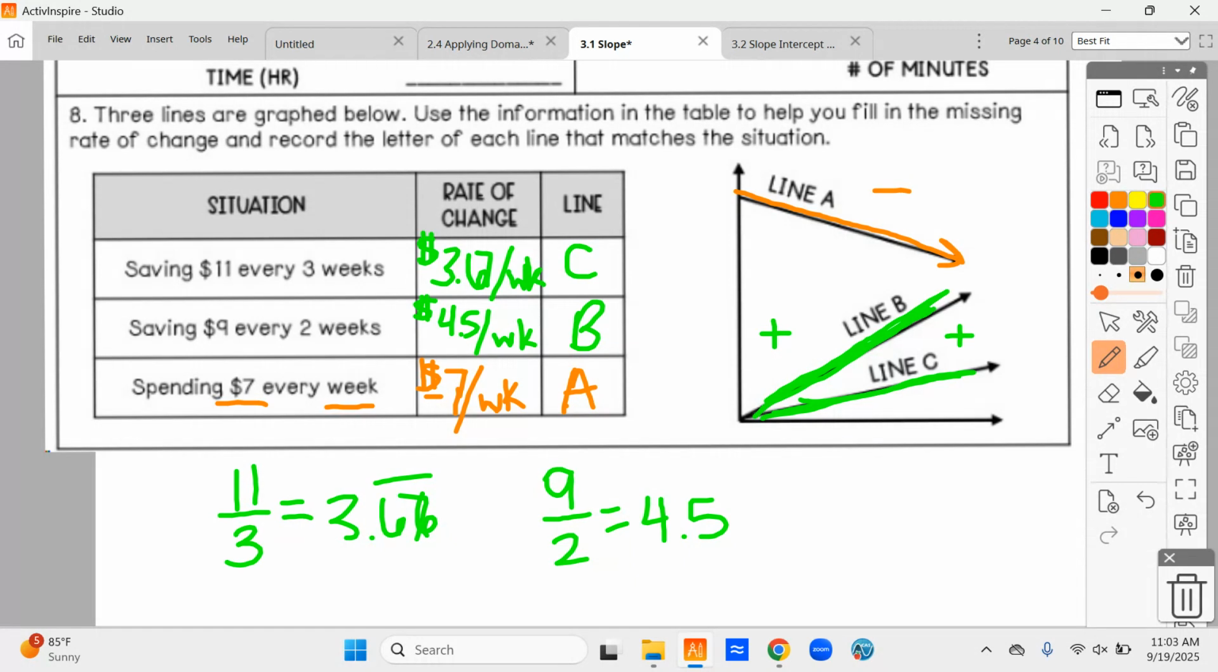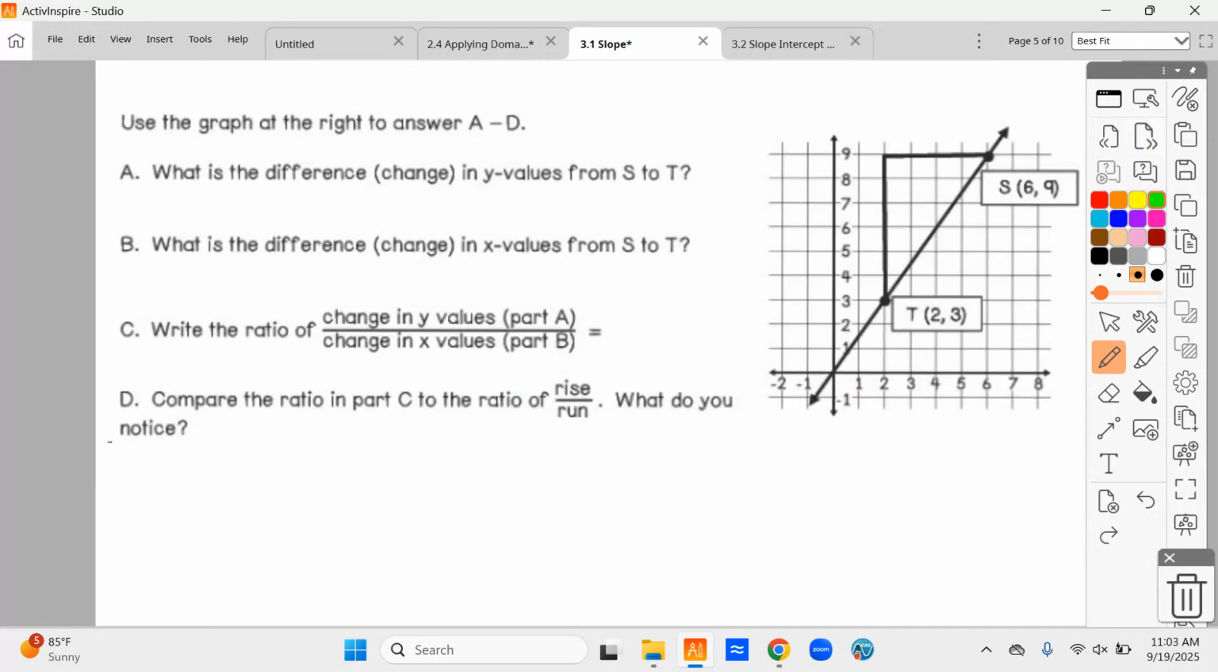All right, we are going to go on to the next page. And again, just a reminder, if you are needing to pause or rewind, you may. What is the difference, the change, in y values from S to t? So these are 2 points on a graph over here, S and t. And we're thinking about what's the change of the y values. So the difference, remember difference means subtract. Write yourself a little note. So if I do 9 minus 3, I get 6. This is my rise.